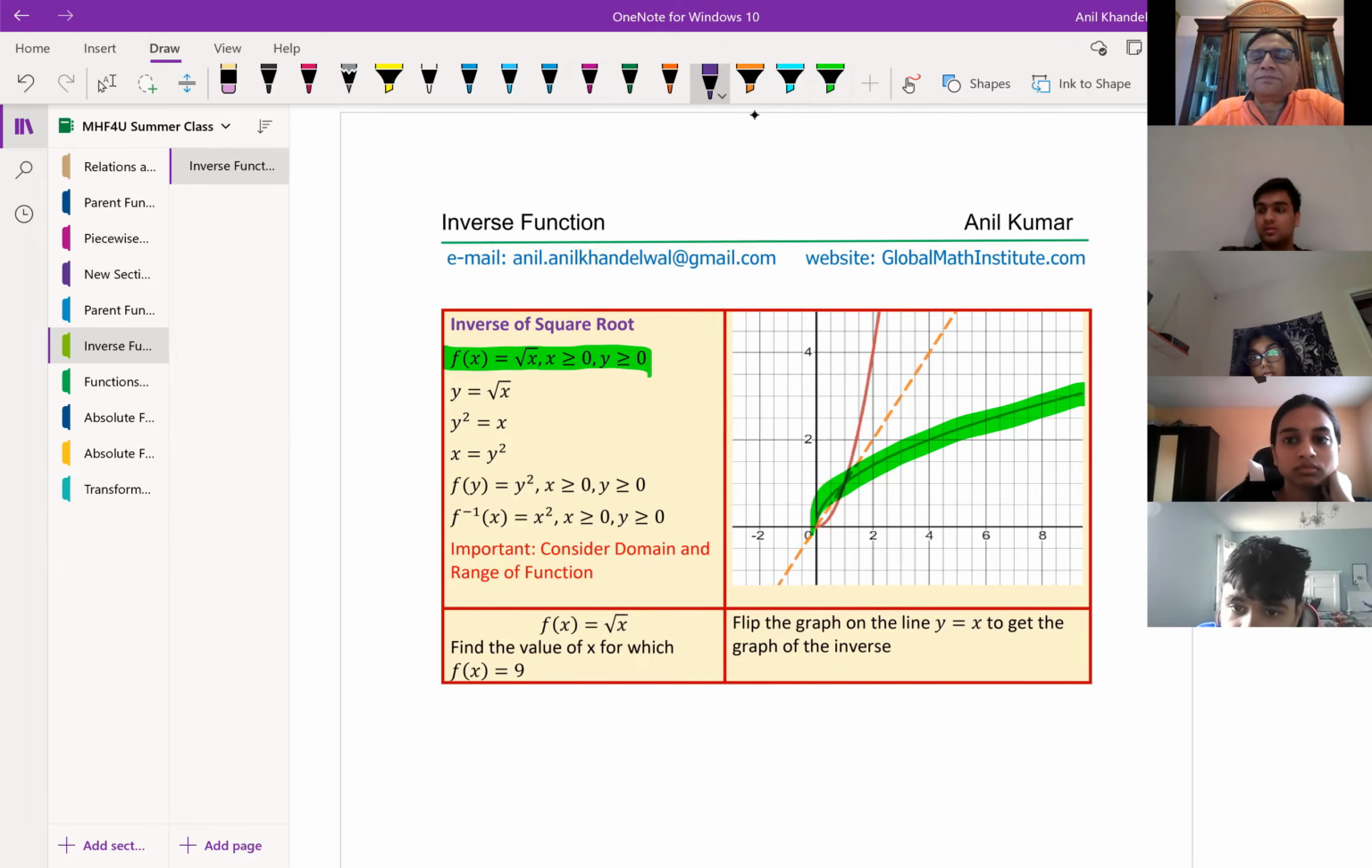Hamza, can you tell me different ways of finding inverse of this function square root of x? I think the easiest way is that you see that orange line right there. You can reflect over that, or you could just find 2 coordinates, 4 coordinates. Okay. Very good.